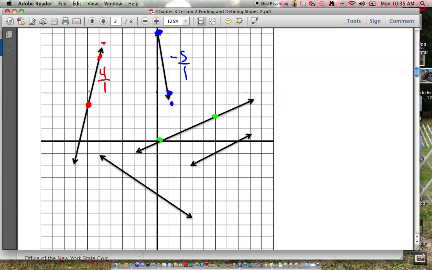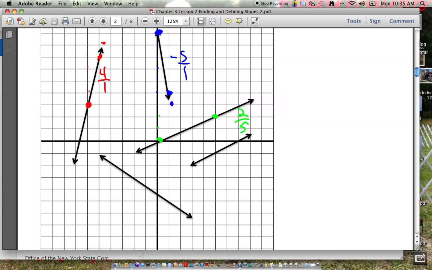Ulysses, what do you think, bud? How much am I going up and how much am I going over? Up 2, I agree, right? 1, 2, good, so we know it's gonna be 2 over, and now how much am I going over to get to there? 5. That's right, so 2/5 is correct, very good, yes.